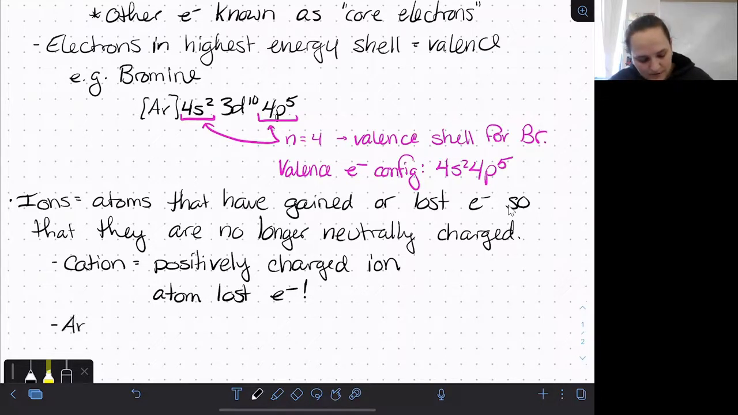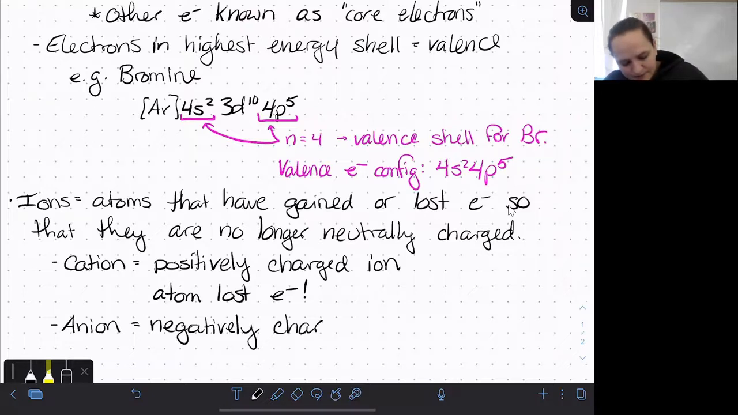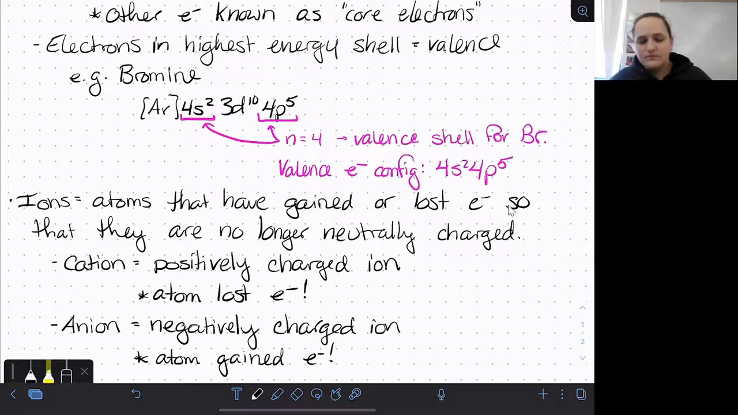On the opposite side of things, we have anions, which are negatively charged. And these form when the atom gains electrons. If the atom gains an extra electron, it would now have more electrons than protons, more negative charges than positive charges, so it would be negatively charged overall. So to help you remember which one is which, cation, anion, positive, negative, are some little mnemonic memory tricks.